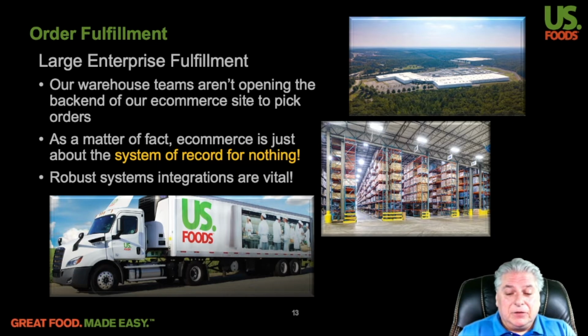So when you think of an e-commerce application for a large enterprise, this is probably true across most large enterprises, we're really doing a lot of integrations. As a matter of fact, with our e-commerce application, we're pretty much the system of record for nothing. So we are always interfacing with other backend systems. As those backend systems change, we need to know what the changes are, and we also need to transact through those backend systems. So robust integrations are absolutely vital in what we do.